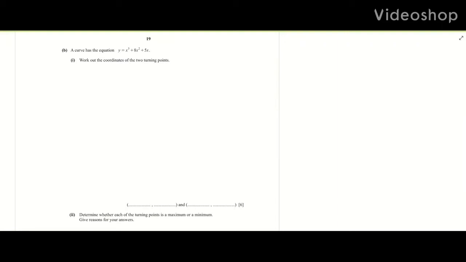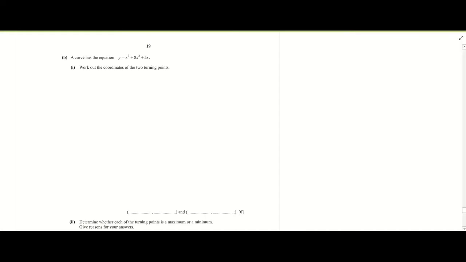Hi everyone, in this tutorial I'll be explaining how to solve differentiation questions using 2020's IGCSE past papers. So the first question that I have over here is that a curve has the equation y equals x cubed plus 8x squared plus 5x. Work out the coordinates of two turning points.